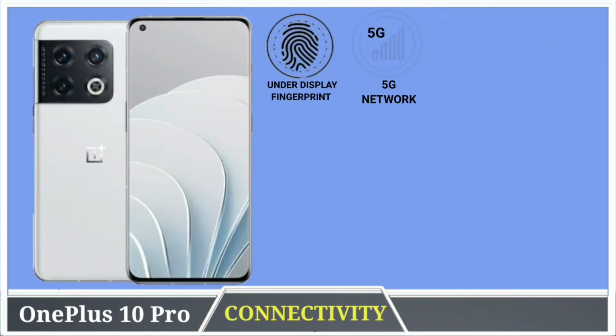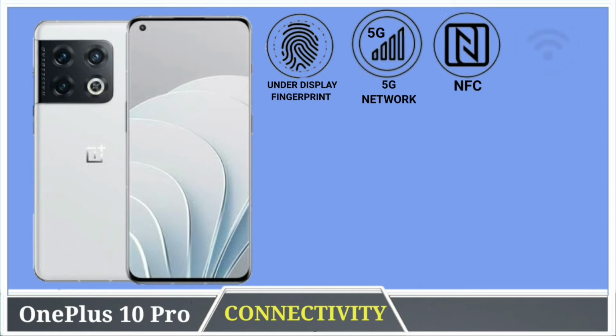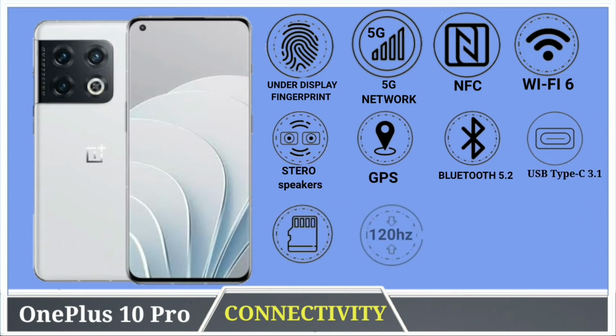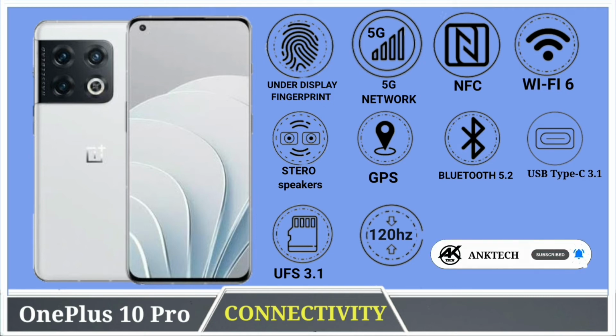I start with OnePlus 10 Pro. It has an under display fingerprint, supports 5G network, NFC, Wi-Fi 6, a stereo speaker, GPS, Bluetooth 5.2, USB Type-C 3.1, UFS 3.1 and 120 refresh rate.